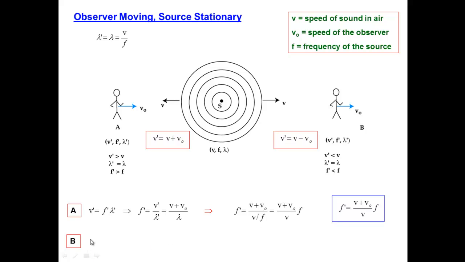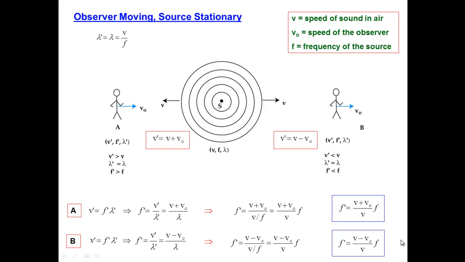For observer B, you guessed it, it's the same basic idea, except since the wave speed has decreased, the v plus vo becomes v minus vo. Once again, we do the same algebra, and we come out with this result here.